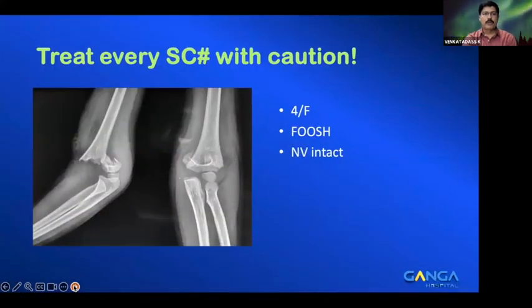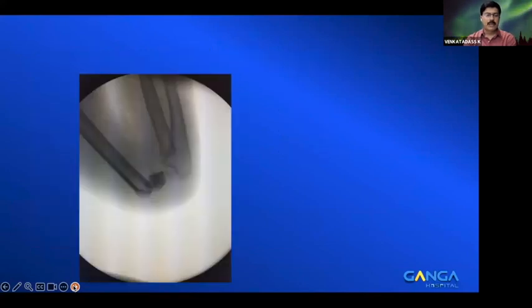So every supracondylar fracture has to be treated with caution. We cannot say, oh, it is just another supracondylar fracture, and advise closed reduction and pinning. So this is a 4-year-old child with a typical fall on an outstretched hand and a supracondylar fracture. When the resident attempted reduction by the routine maneuver of flexing the elbow, this was a C-arm picture.